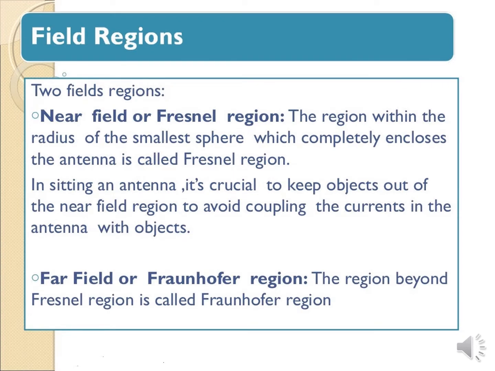So the next one is field regions. As we know, there are two different types of field region: one is the near field region and the other is the far field region. The near field or Fresnel region is nothing but the region within the radius of the smallest sphere completely enclosing the antenna. Whereas the far field region is the region beyond the Fresnel region, called the Fraunhofer region or far field region. So these are the two different fields that we can see.